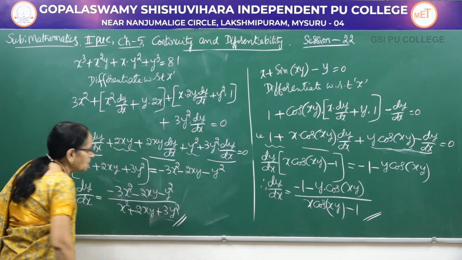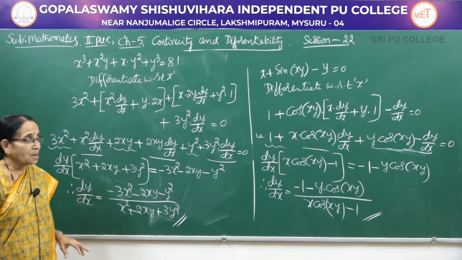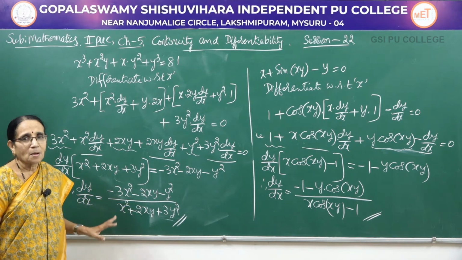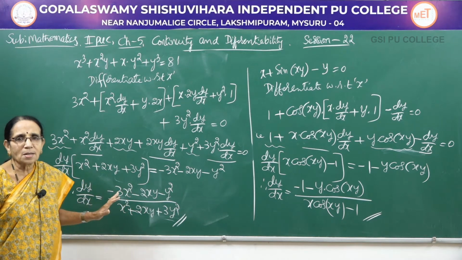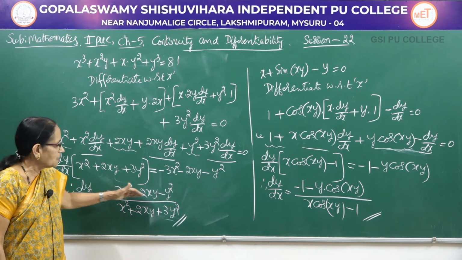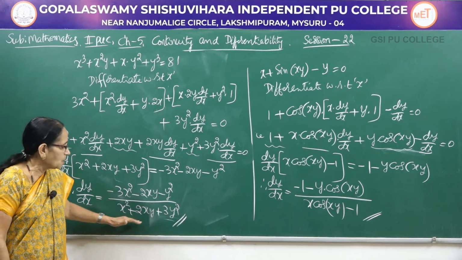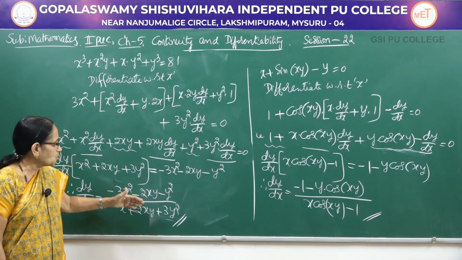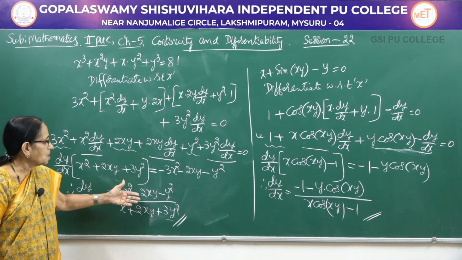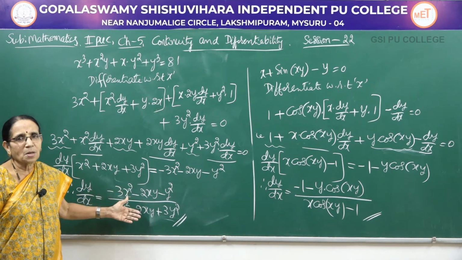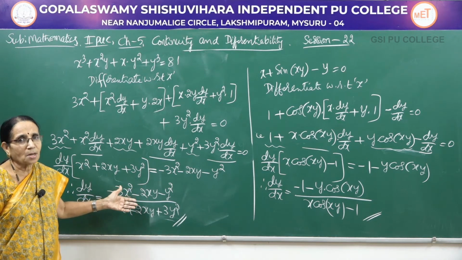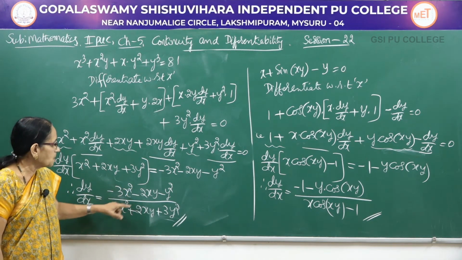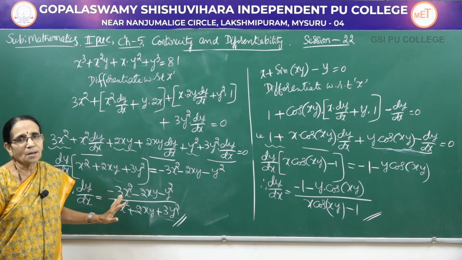And many students do one thing, they cancel this 2xy. Please don't do that, it is not possible. If that were a single term, you could do the cancellation. We are having an expression here. Many students have that habit: whenever they see some common terms in numerator and denominator, without bothering how they are given in the problem, they do the cancellation. Don't do that. See, x square or y square or xy, nothing can be cancelled here.